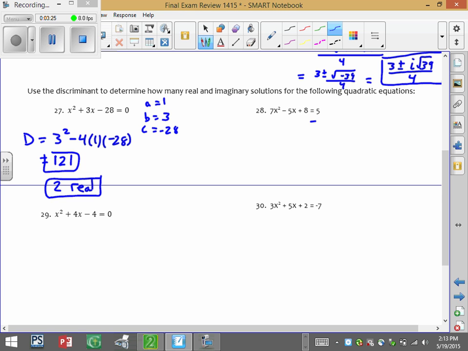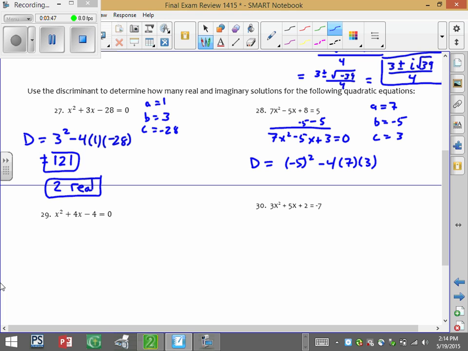Next one, let's move that 5 over very quickly. So we have 7x squared minus 5x plus 3 equals 0. So a is 7, b is negative 5, c is 3. So the discriminant, b squared, negative 5 squared minus 4 times 7 times 3, is going to equal negative 59. And a negative discriminant tells us we have 2 imaginary solutions.